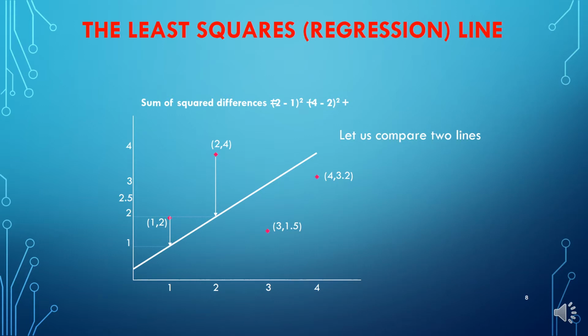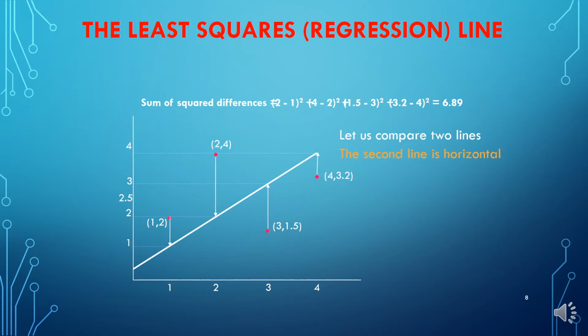Look at this 2 comma 4, the second example, and this point when projected meets at 2 comma 2. So error is 4 minus 2, whole square is the squared error. Similarly, the third point 1.5 minus 3 whole square, and the fourth point it is 3.2 minus 4 whole square. So sum them up. We found the squared difference and sum it up, we get 6.89. This is called sum of squared differences, sum of squared errors.